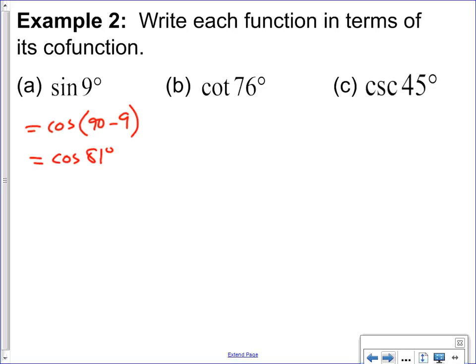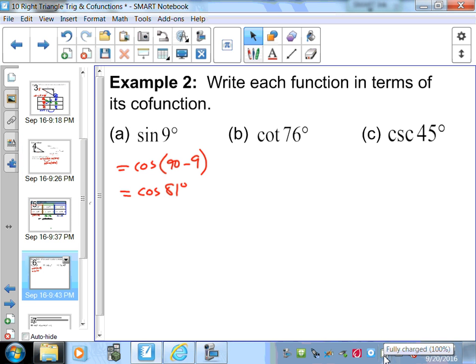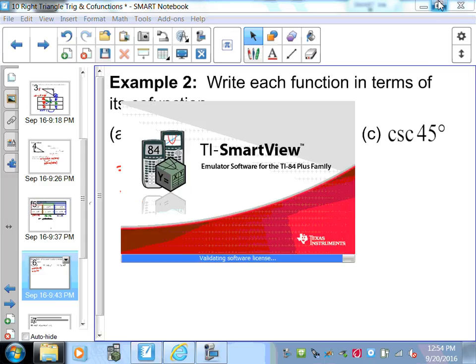If you don't believe me, turn on your calculator. Do you not have a calculator? Go get one. Here's how you check to see if you're right. I mean, it's not that hard. Miss Fleck, we're not allowed to use a calculator on this test. I know, but we're learning right now. It's okay.